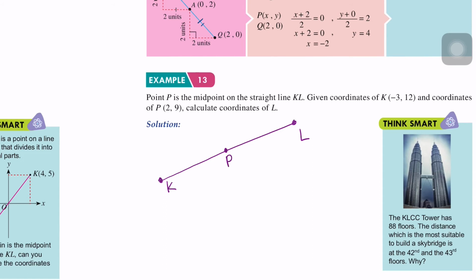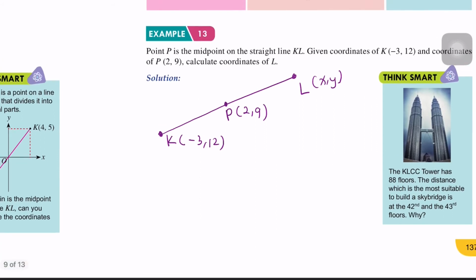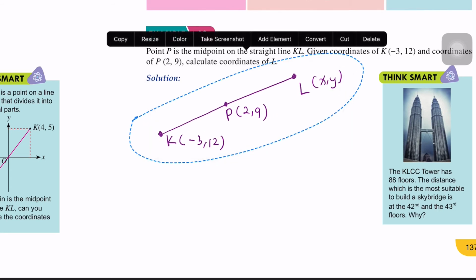So P is the midpoint. Given K is negative 3, 12. P is 2, 9. L kita tak tahu kan? So L kita letaklah XY. So the same thing. Sekejap saya copy ni lah, kita buat atas kertas lain.